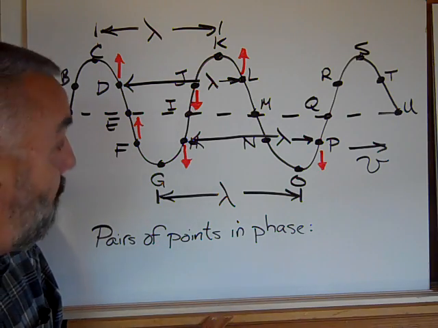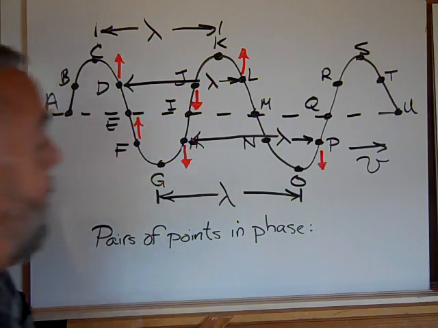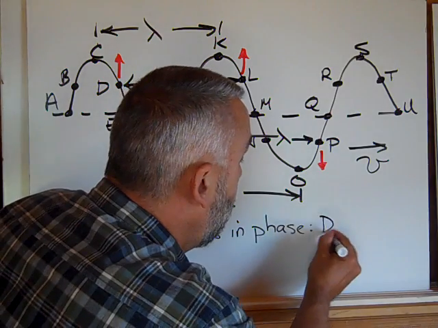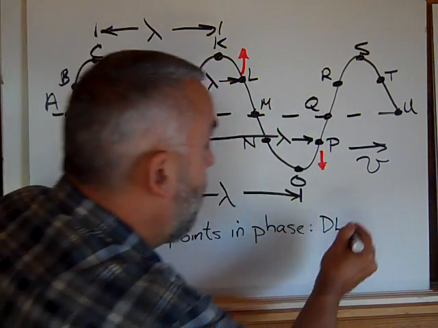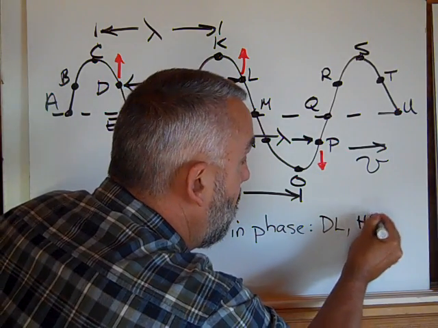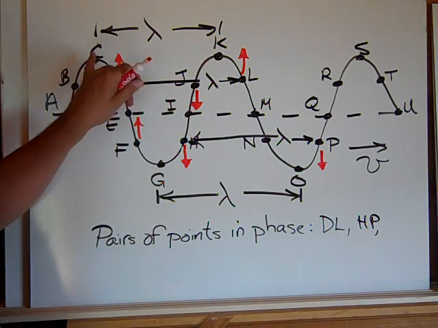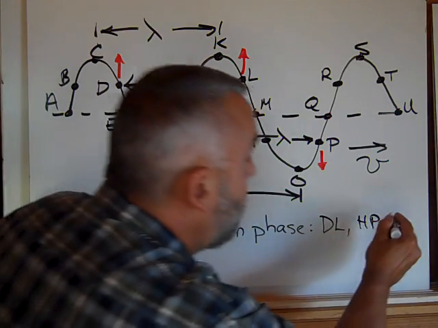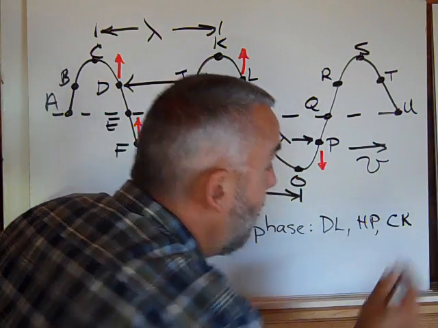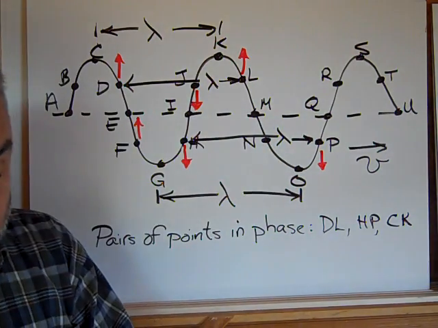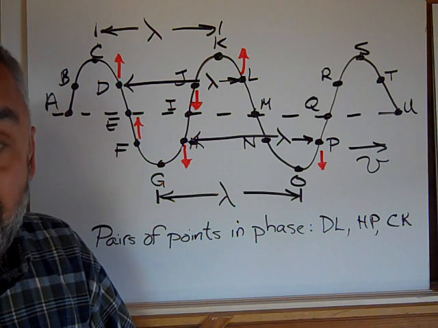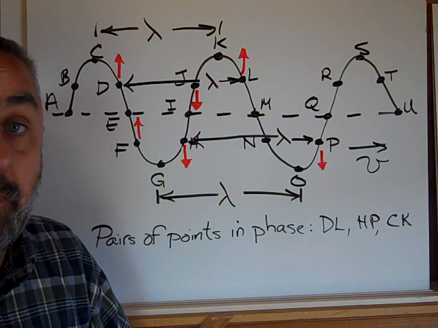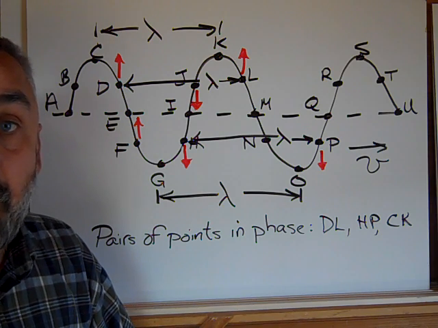So a couple examples of pairs of points in phase. Well, we said D and L are in phase. We said that H and P are in phase. And if we want to throw in one more, we could say, well, crest to crest, C and K are in phase. What I'd like you to do in your notes is to list 2 more points that are in phase and add those to your notes paper for tomorrow, please.